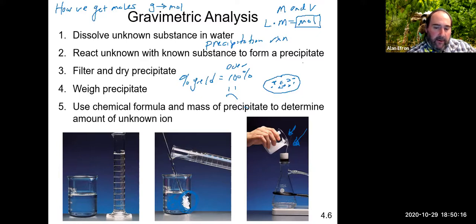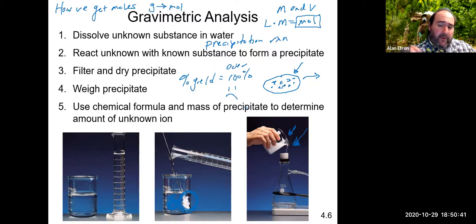So sometimes people are impatient and they don't wait for this to dry completely. And they go, yeah, it looks pretty dry, I'll just throw it back on the scale and see how much I got. And what they end up doing, like we talked about a little bit earlier, is weighing it. And what they are weighing, thinking that that's all the precipitate they made, is actually the precipitate and a lot of extra water weight that shouldn't be there.